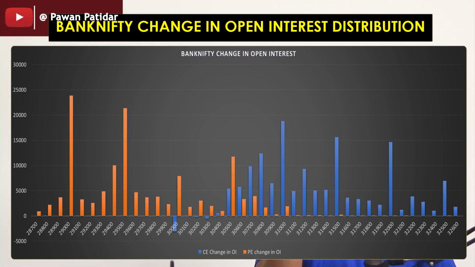It means people are still not clear whether the Nifty will go up or down. That's why they are not making this resistance as strong as it should be. So by seeing this chart, you can see there is a lot of confusion. Means market might go up, market might go down. That's why people are making positions far away from spot price.